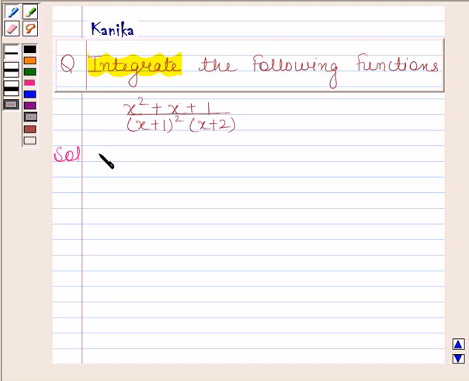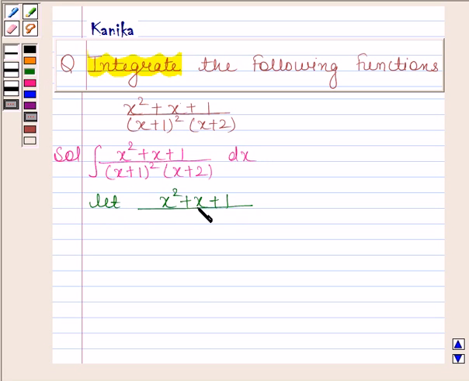In this question, we have to integrate the function (x² + x + 1) / ((x + 1)²(x + 2)) with respect to x. Now this is a proper rational function, so we are going to first resolve it into partial fractions. Let (x² + x + 1) / ((x + 1)²(x + 2)) be equal to a/(x + 1) + b/(x + 1)² + c/(x + 2).